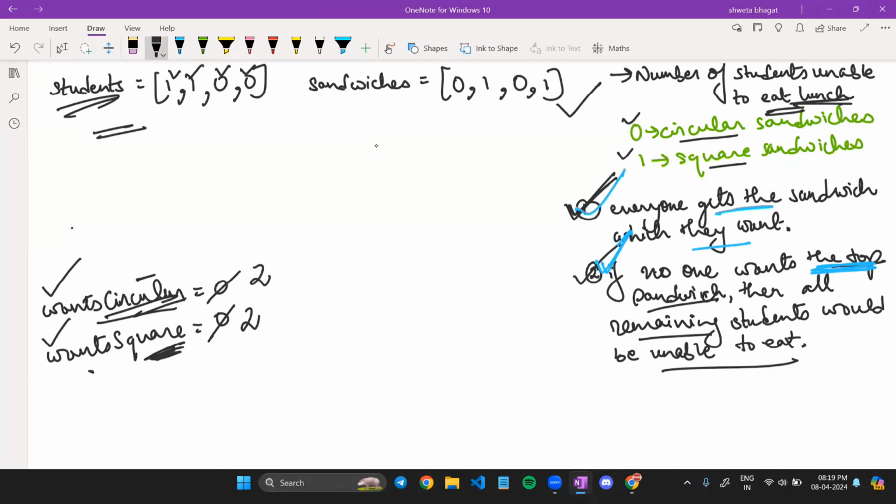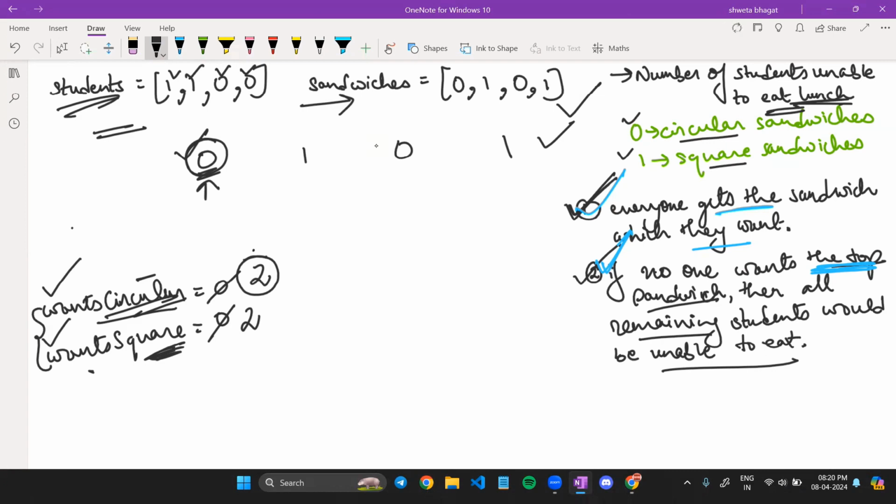Now, once we have calculated the count of students who want circular and square sandwiches, we have to iterate over this sandwiches array, correct? So this is the sandwiches array and we are at the first element. What is the first element? The first element is 0. It means that this 0 is present at the top of our stack. So we will check whether there exists a child who wants this circular sandwich. We can see that the count of students wanting a circular sandwich is not 0, which means there exists a child who wants a circular sandwich.